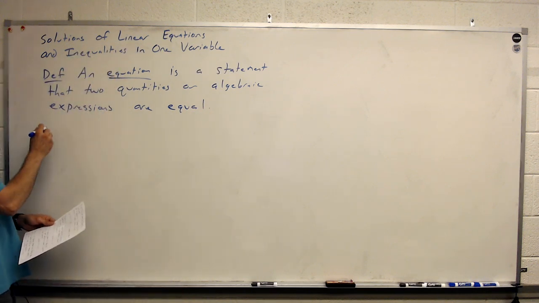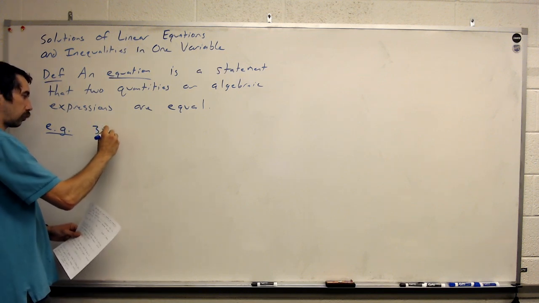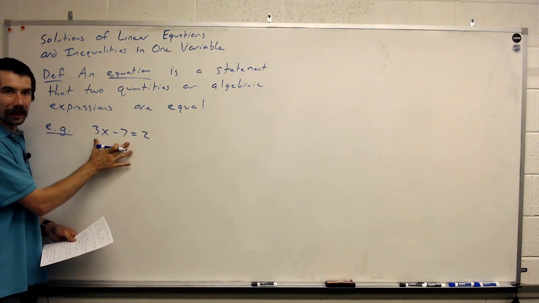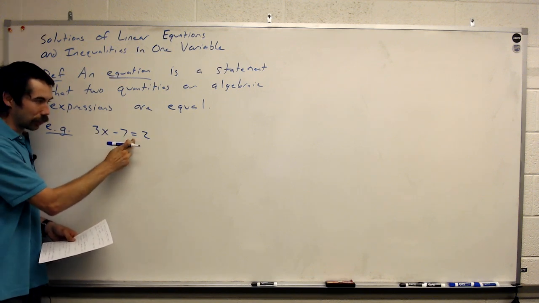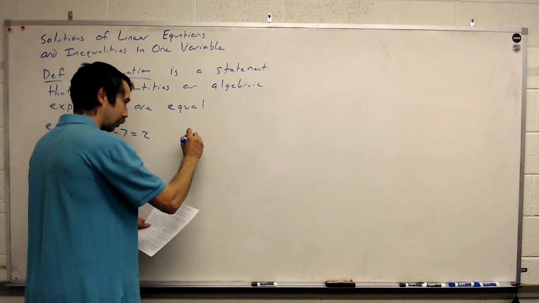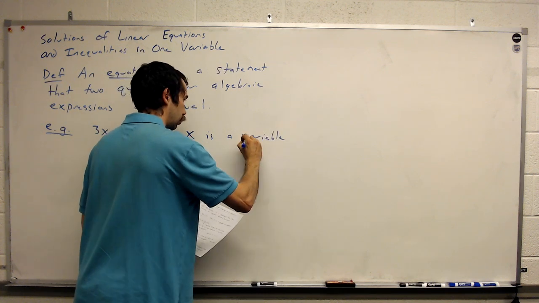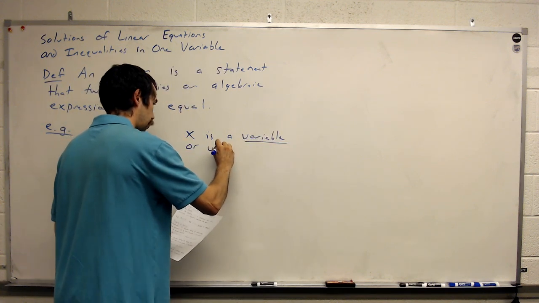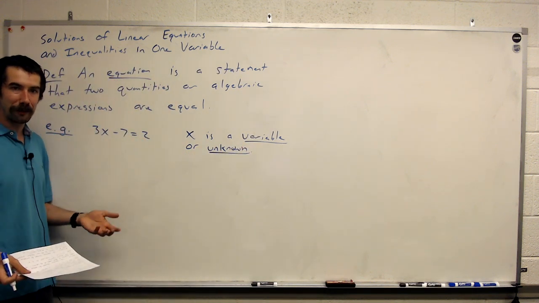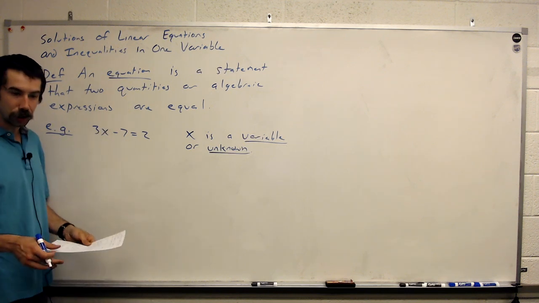Okay, so let me give you a quick example. So for example, this is an equation. The quantity 3x minus 7 is equal to the quantity 2. Here, x is a variable or unknown. Okay, and our goal is going to be to figure out what value of x satisfies this equation.